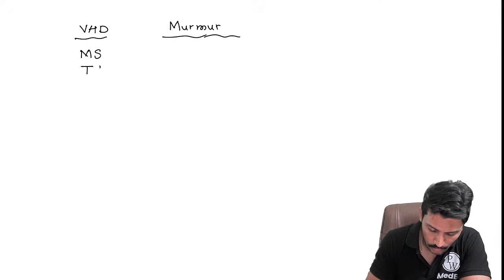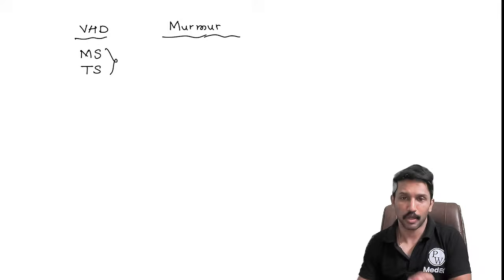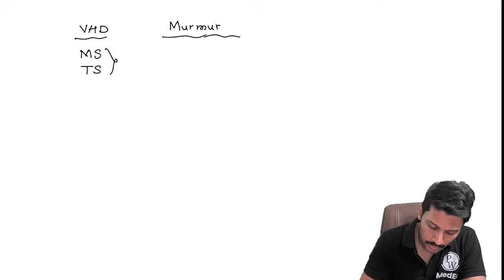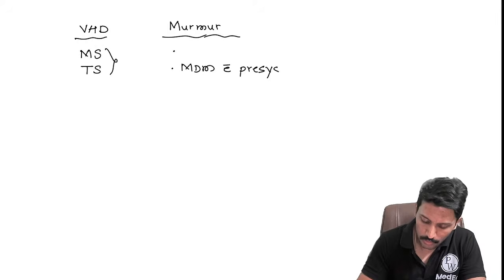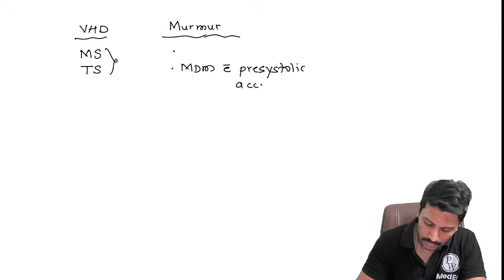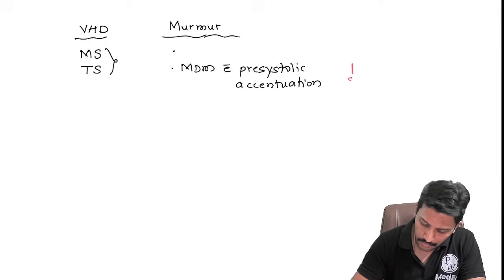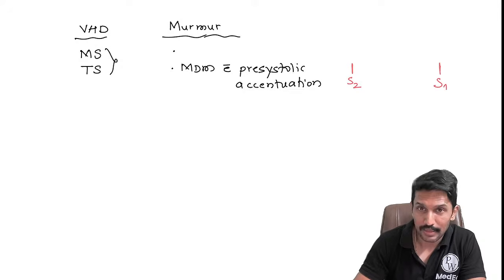So remember, if you talk about the valvular heart disease, the murmur that we get, if you're talking about mitral stenosis and tricuspid stenosis, in both cases you get the same murmur, which is going to be a mid diastolic murmur which becomes louder just before the next systole begins. So we call it a mid diastolic murmur with pre-systolic accentuation. So this will be heard between S2 and S1.